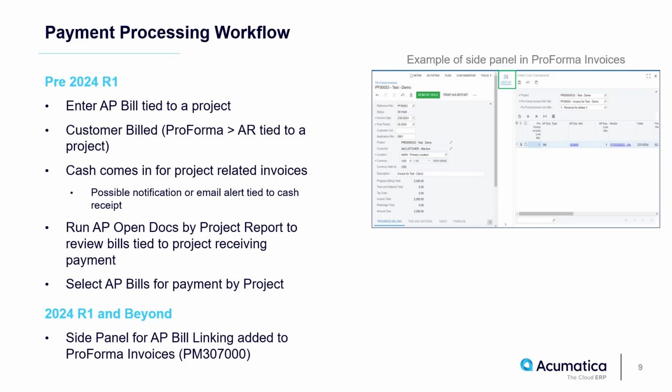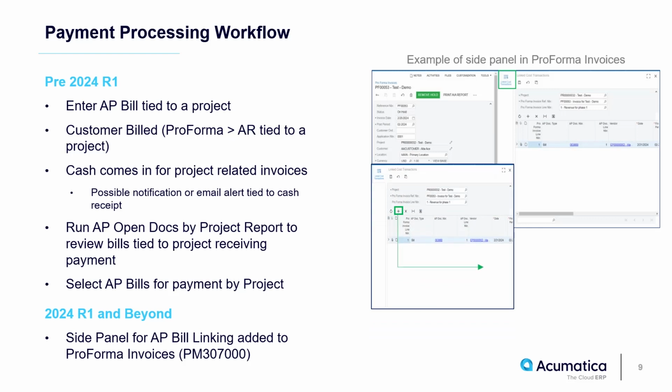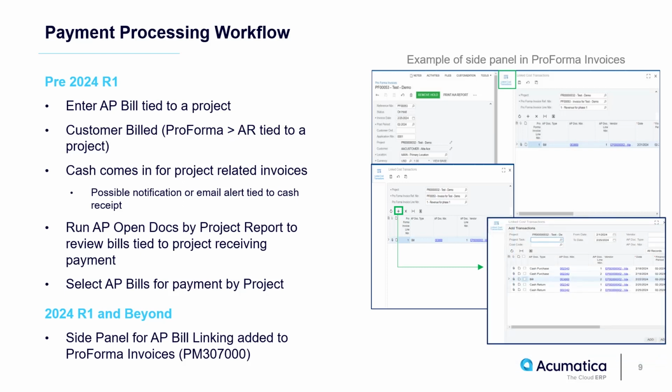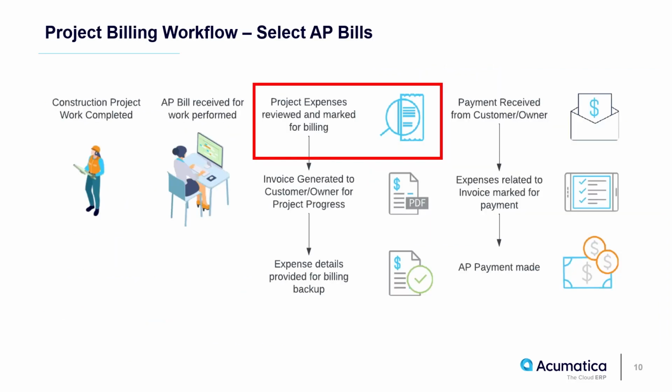At 24R1, I'm happy to say that we've added a side panel inside of Proforma for linking that accounts payable bill to that Proforma invoice. As you can see on the screen, you have the Proforma entry and the side panel that says linked cost transactions. Now you start to add those cost transactions, and you start to accumulate and build what transactions are tied to either the individual Proforma line itself or the overall Proforma. And now you can bring all those expenses together to help substantiate the bill and make the pay when paid workflow even easier as it's going through.